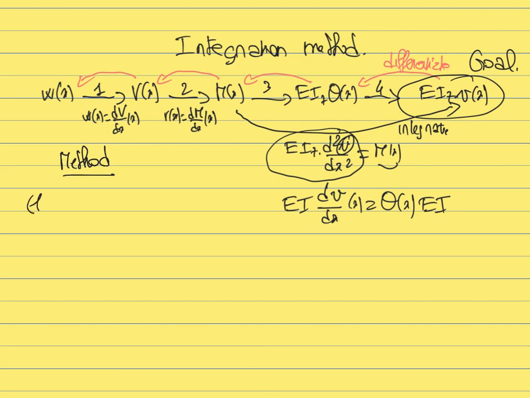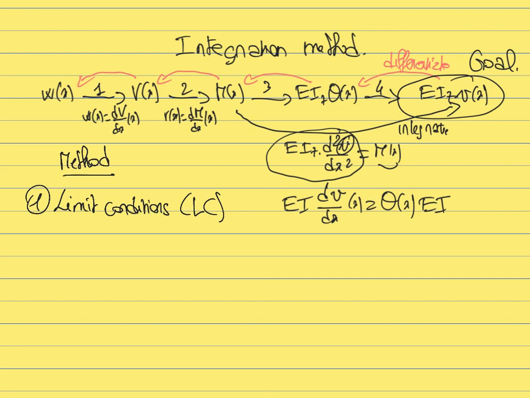The first thing is that since you will need to do 4 integrations, you will get some integration constants. And to find those integration constants, you will need to use the limit conditions. So the first thing will always be to find the limit conditions. Those limit conditions can be what is the value of the internal shear, the moment, the slope, or the deflection at the 2 edges of the beam.